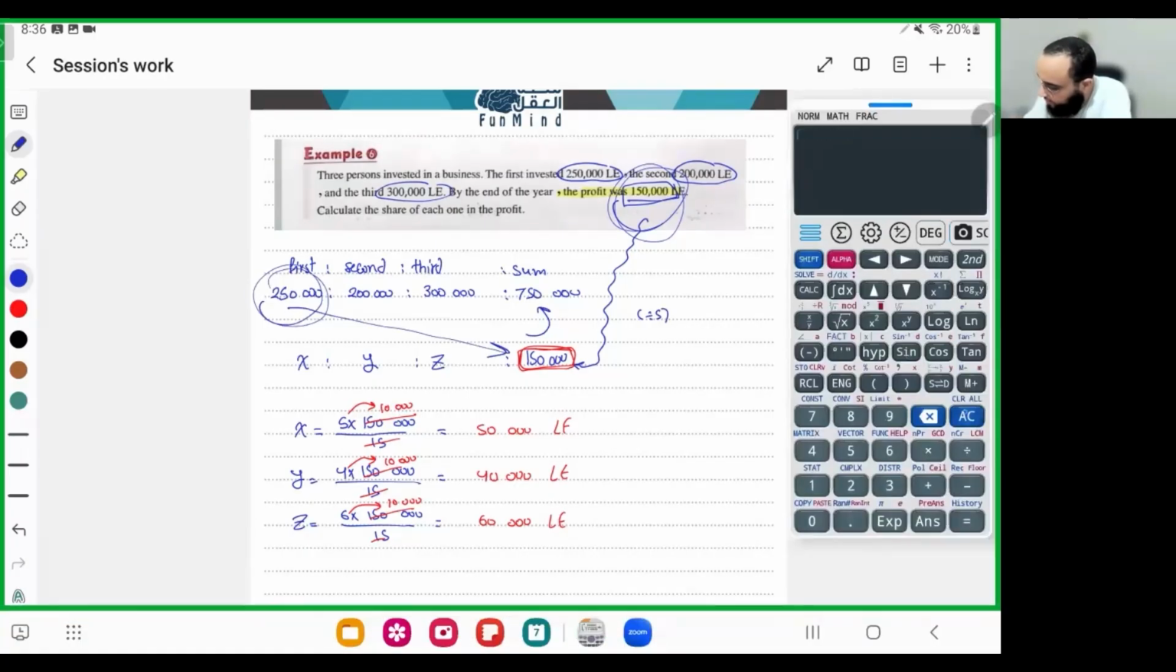Let's check. 250,000 times 150,000 over 750,000. Oh, congratulations, that's correct. It's the same. Both are correct. You can do it without simplifying. You can do it after simplifying. Both are correct. Is it clear?